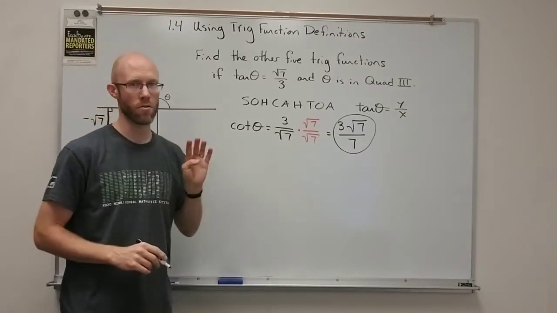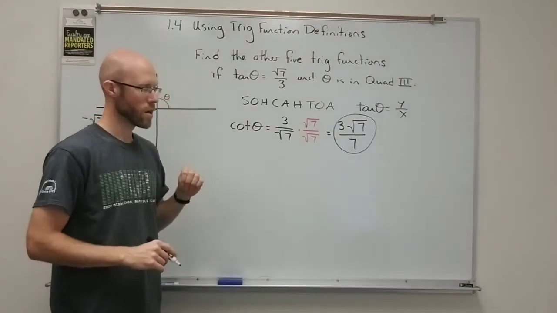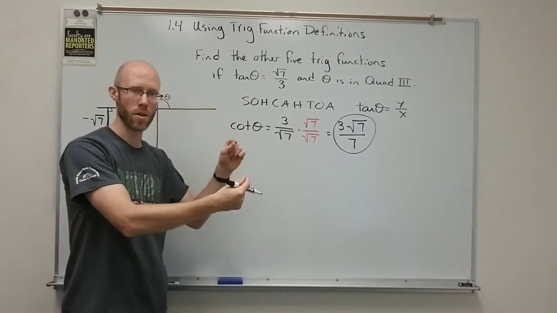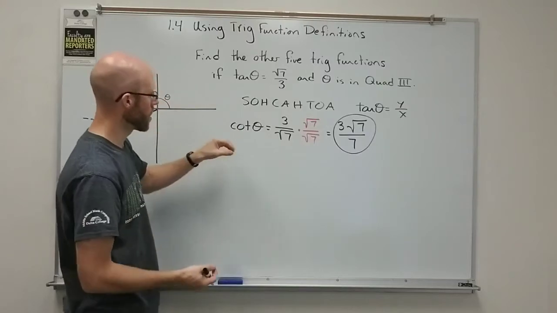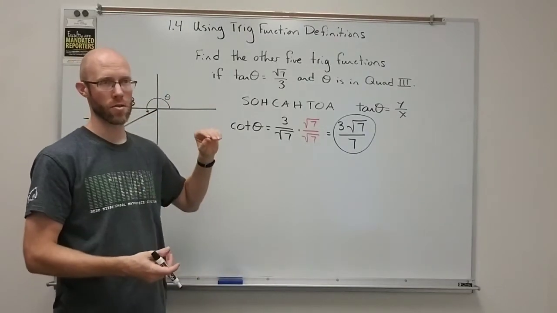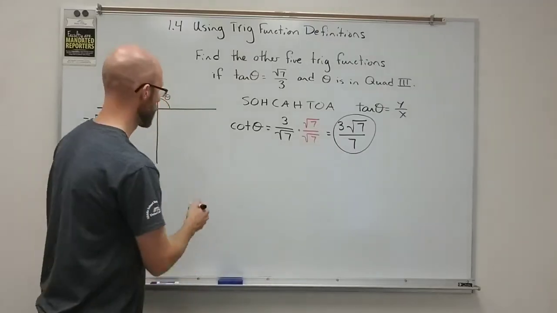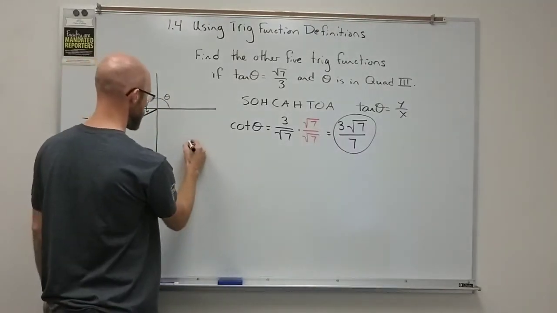Now the other 4 trig functions, again, once we find the sine, we'll be able to find the cosecant by doing the reciprocal, and same with the cosine and secant. But for right now, we got to focus on those. So let's do the sine and the cosine, and then we just flip them to get the other ones. Okay, so we'll start with the sine.